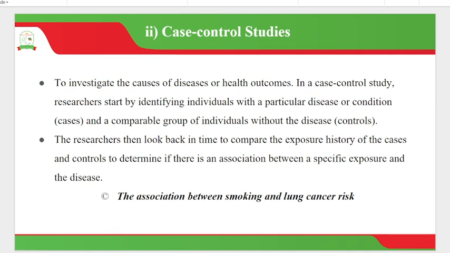For example, the association between alcoholism and mental health conditions. You get it? I will have my individuals with mental health conditions, and I'll get another group without. Then I start asking, have you ever taken alcohol? Have you ever taken alcohol? Now, in case I get more alcoholics among those with mental health conditions than those without, then I'll conclude that indeed exposure to alcoholism causes mental health problems.